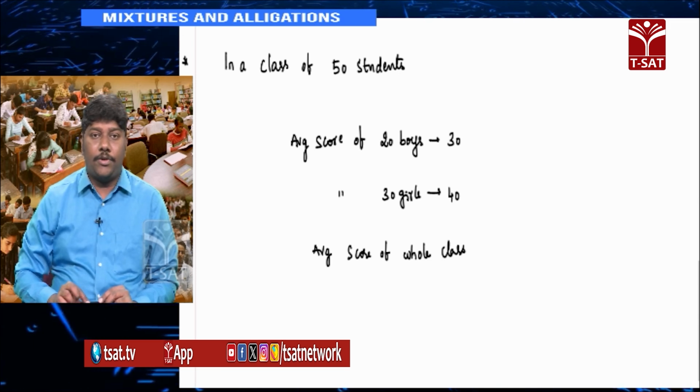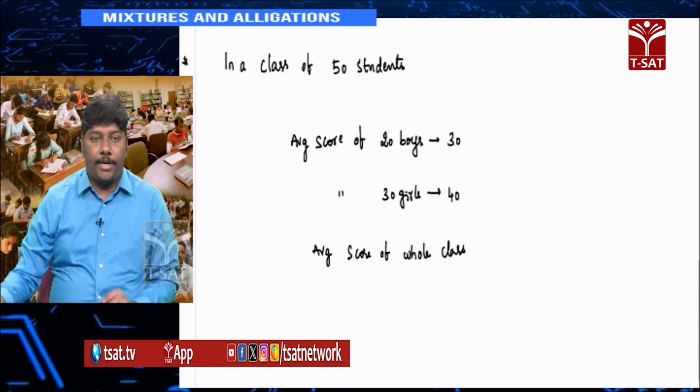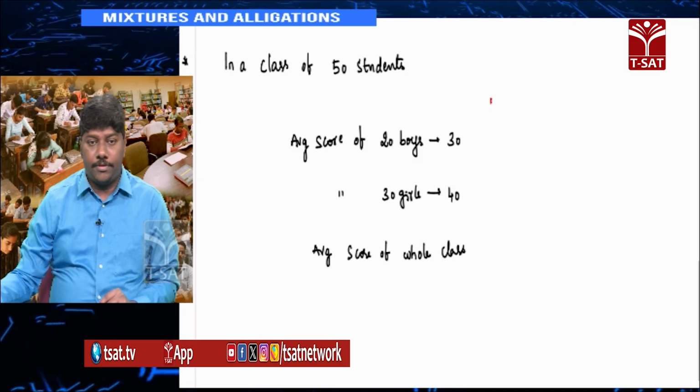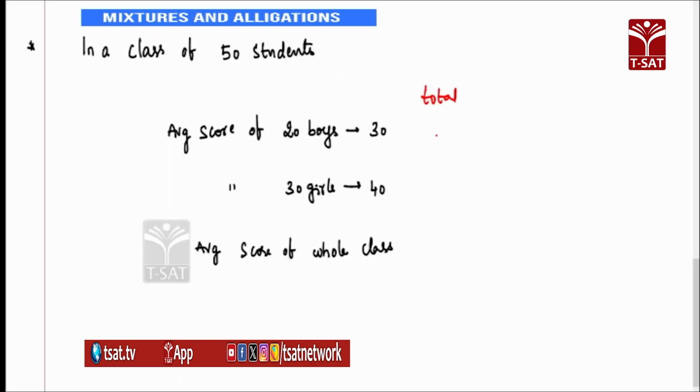So what is the total score of boys? There are 20 boys and 30 is their average, therefore the total score is 20 into 30, 600. Total score of girls is 30 into 40, that is 1200. Therefore the entire score of the class is 1800. Then you divide it by 50 members in the class, and we say the average is 36, right?